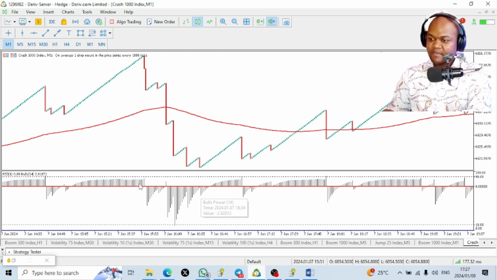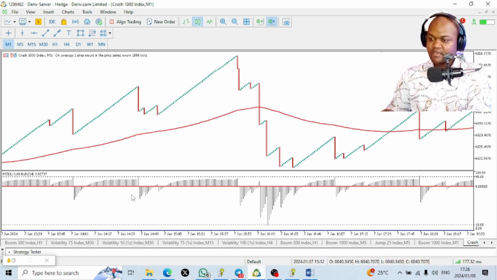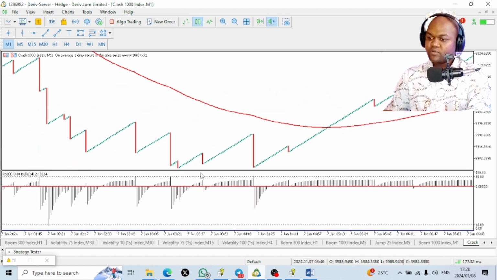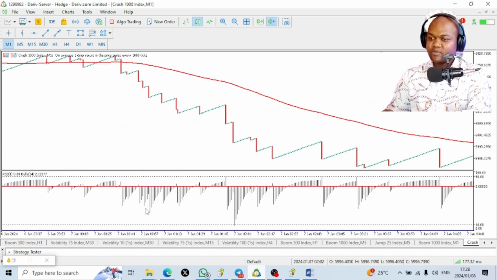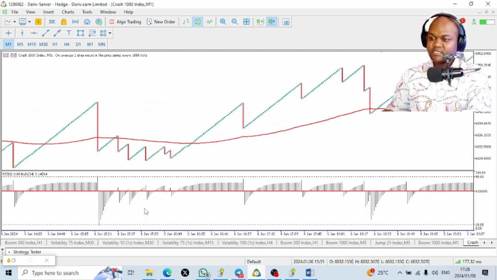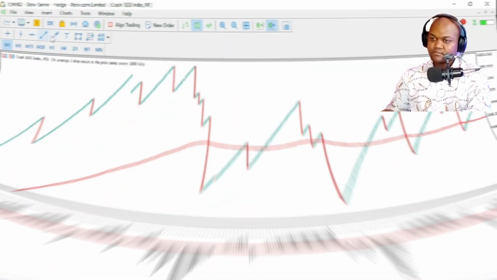Okay, let's look for another example. So here again, we had a divergence. We see price making lower lows, yet the oscillator is making higher highs. Waiting for the price to cross below the red line, which is our zero line, we're going to get our 8 to 10 candles. So let's look for more examples. So this is how easy it is to trade boom and crash using this accurate strategy.